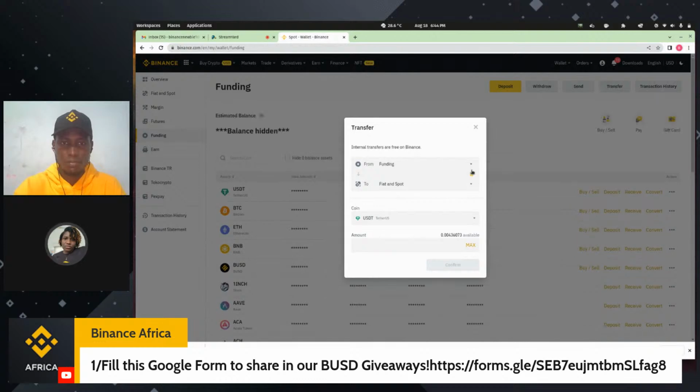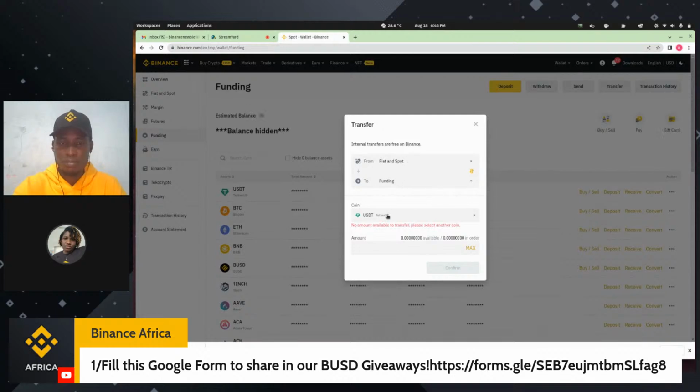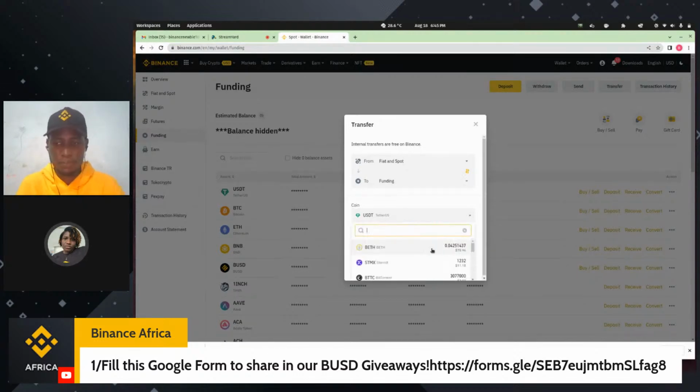Okay, so there are no fees attached to this. Okay, they are totally free. Clicking on these two arrows will swap them. So when I click here, I have from fiat and spot to funding wallet, and you can put in any amount that you want. As you can see, I do not have any USDT in my fiat and spot wallet. So you have to select whichever assets that you have in order to do that. Okay, so you can see I have some other assets here. Whatever assets you have, you can just put it in there, and then you input the amount and you continue.